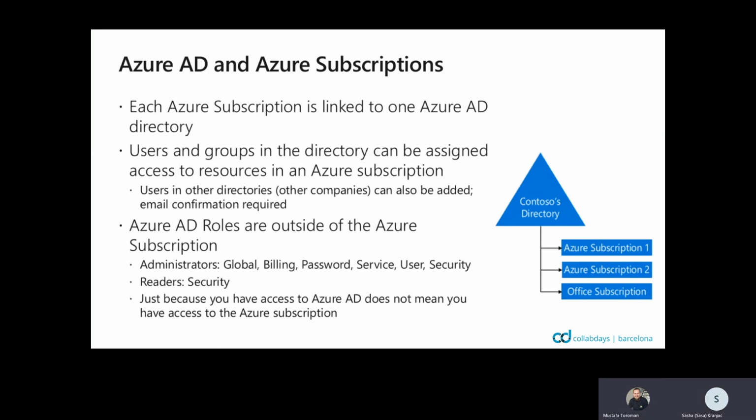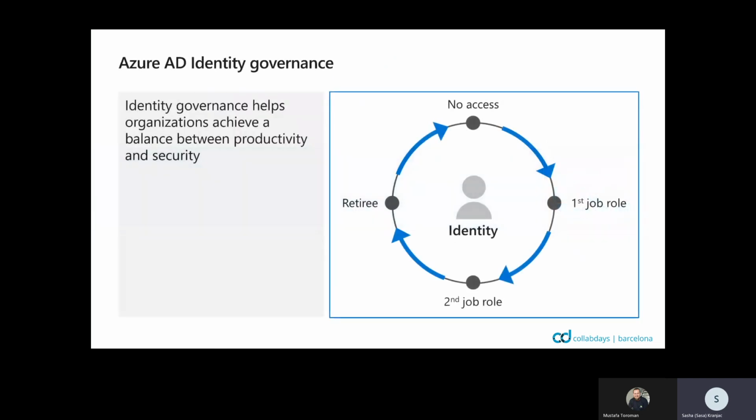But speaking about users and identities, we also have something called identity governance. Identity governance is managing or governing the identities throughout the organization to achieve a balance between productivity and security. For example, identity governance also means how quickly a person can have access to a specific resource that they need.